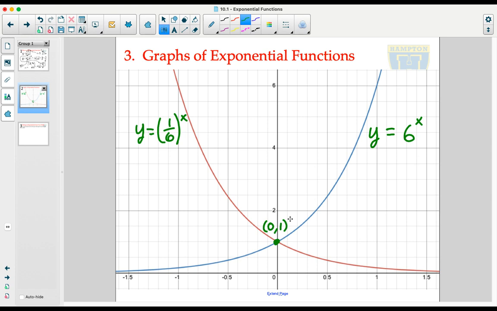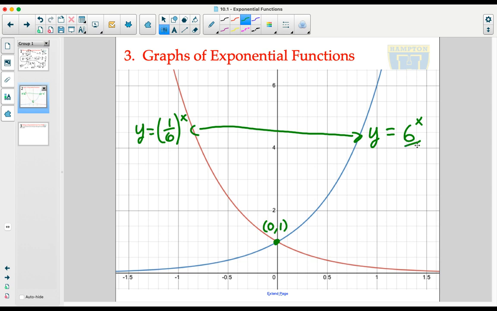You will also notice that these two graphs are reflections of each other over the y-axis. The y-axis serves as an almost line of symmetry for the two of them, if we think about the two of them fitting together. The real question as to why that happens stems from the relationship between these two equations.